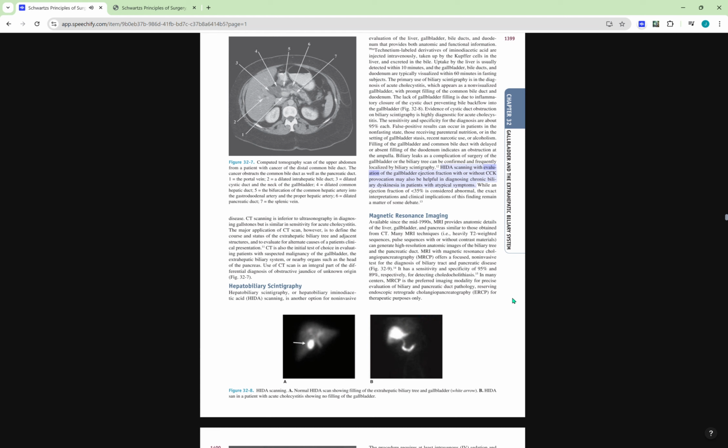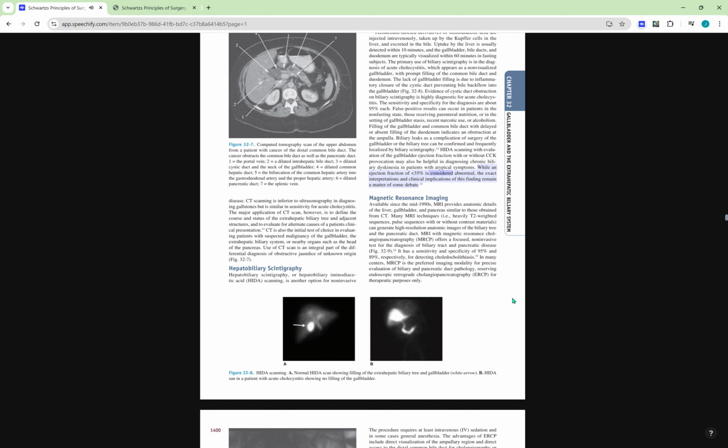HIDA scanning with evaluation of the gallbladder ejection fraction, with or without CCK provocation, may also be helpful in diagnosing chronic biliary dyskinesia in patients with atypical symptoms. While an ejection fraction of less than 35% is considered abnormal, the exact interpretations and clinical implications of this finding remain a matter of some debate.